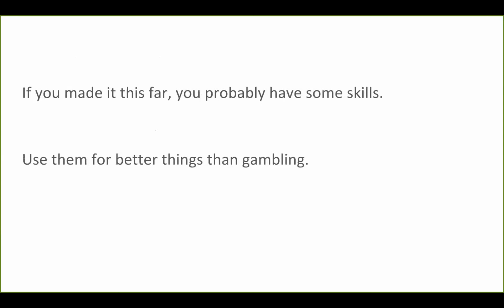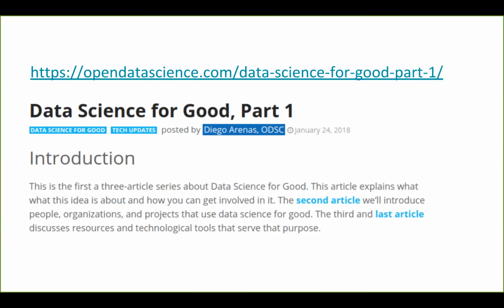I would encourage you, if you have made it this far into the talk, you probably have some skills that you could use for things that are better than gambling. And in particular, I would encourage you to allocate some time to do data science for social good. I want to point you to a couple of links. If you get my slides, you'll see a number of organizations that you could work with. But I also, if you follow this link, this is an excellent blog post by Diego Arenas, who has collected a lot of resources for doing data science for social good. So I encourage you to read that.